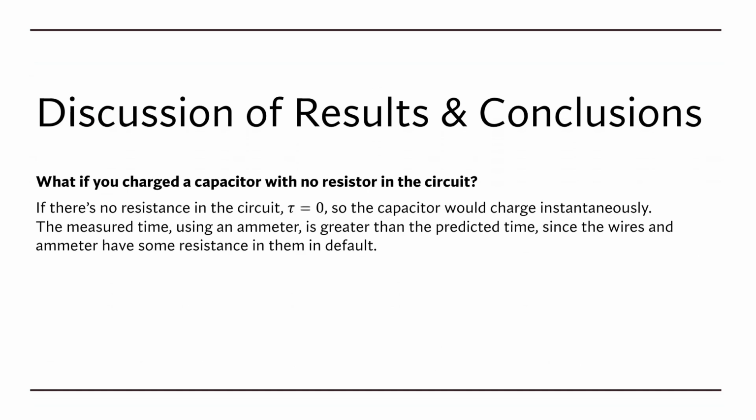What if you charge a capacitor with no resistor in the circuit? If there's no resistance in the circuit, then tau equals 0, so the capacitor would charge instantaneously. The measured time using an ammeter is greater than the predicted time, since the wires and ammeter have some resistance in them by default, meaning that tau is not 0.